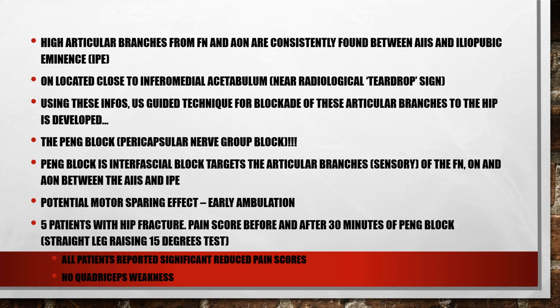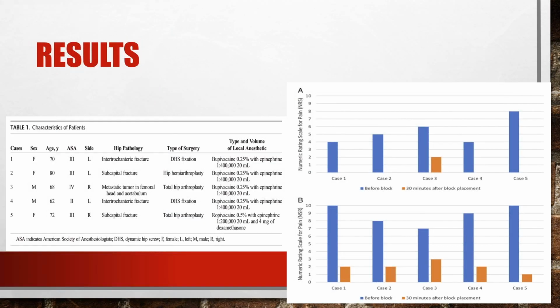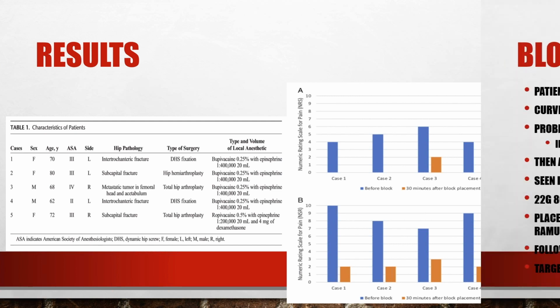They did a case series of 5 patients with hip fracture, and the scores were very good. All patients had significantly reduced pain scores and no quadriceps weakness. This was published as a brief technical report in 2018. They said very good. In all 5 patients after 30 minutes, the pain reduced from 10 to 2 and at least from 7 to 3. This is a very good block described by them.